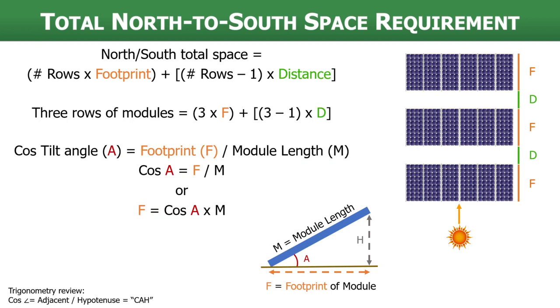And again, going back to trigonometry, the cosine of angle A, which is the tilt of the module, is equal to the adjacent leg over the hypotenuse. Our adjacent leg in this case is the footprint, which we need to determine. The hypotenuse is the module length, which we know from the module manufacturer. Cosine A equals F, the footprint, over the module length. We solve for F. We get footprint equals cosine A times M, or module length.